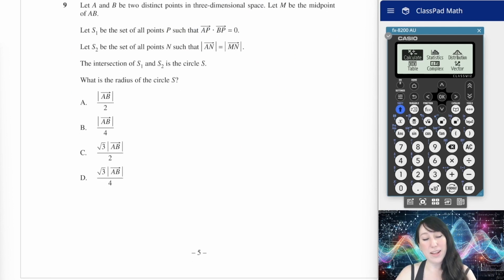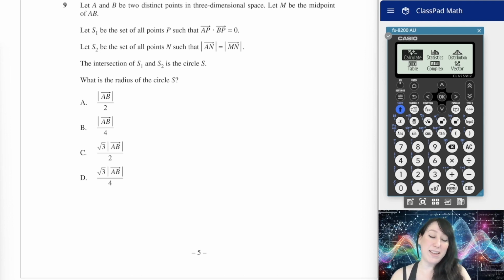Question 9. Let A and B be two distinct points in three-dimensional space. Let M be the midpoint of AB. Let S1 be the set of all points P such that the vector AP dot the vector BP equals 0. Let S2 be the set of all points N such that the length of the vector AN is equal to the length of the vector MN. The intersection of S1 and S2 is the circle S. What is the radius of circle S?